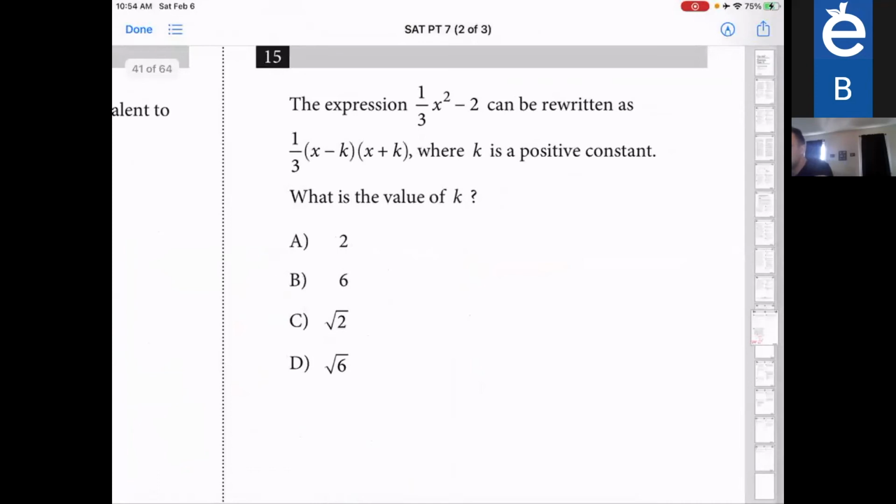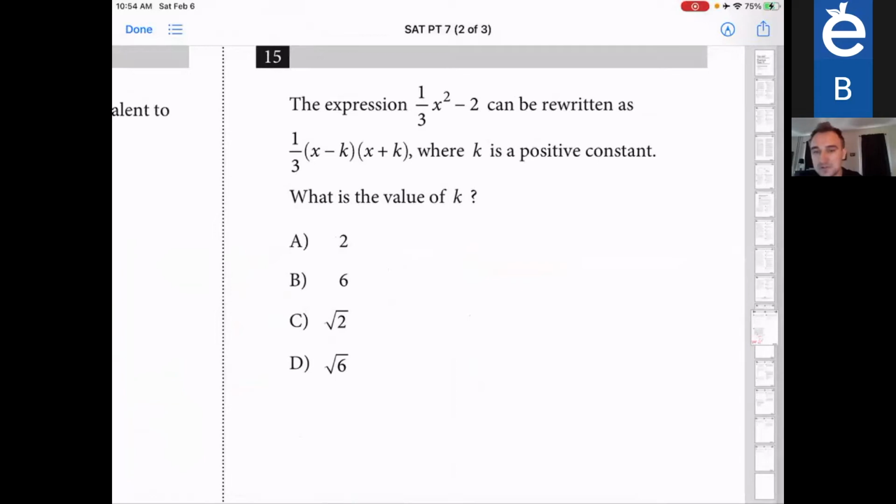Let's look here at 15. So the expression 1/3 times x squared minus 2 can be rewritten as 1/3 times the product of x minus k and x plus k, where k is a positive constant. What is the value of k?